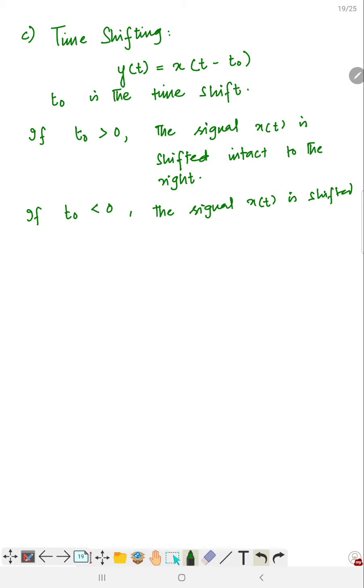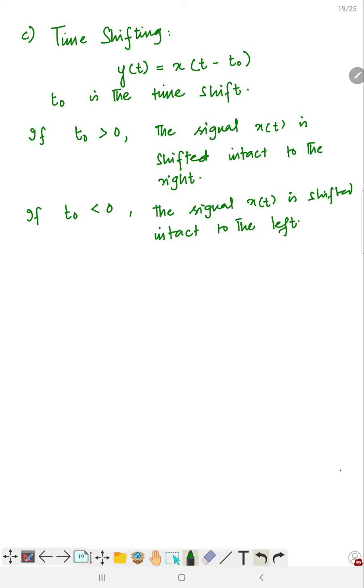There will be no loss, no compression, no expansion, or loss of samples in the discrete time case. Intact is meant here in the sense that your signal will not lose anything, it will only be shifted. So the signal x of t will be shifted intact to the left.